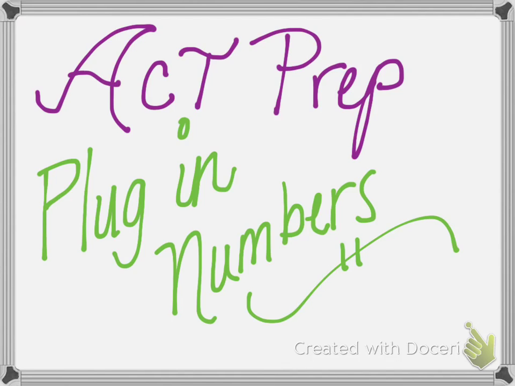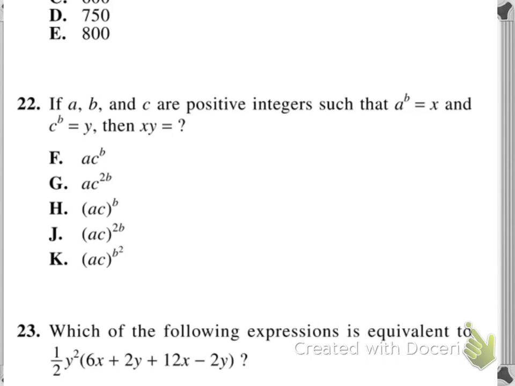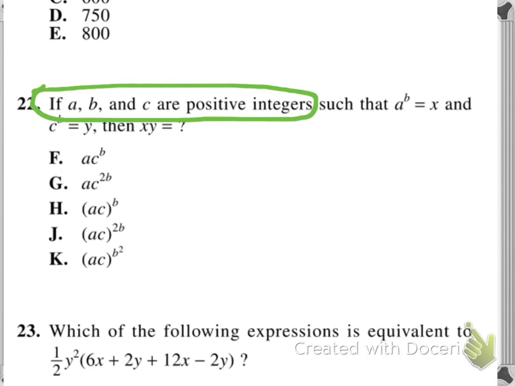So the first thing we're going to do is go through an example. If A, B, and C are positive integers. Now, how do you know when it's time to use plug-in numbers? The main reason is that you're looking at the problem and you're just not really sure how to start. But one thing it does give you is a description of the numbers that are involved. In this case, it tells you that A, B, and C are positive integers.